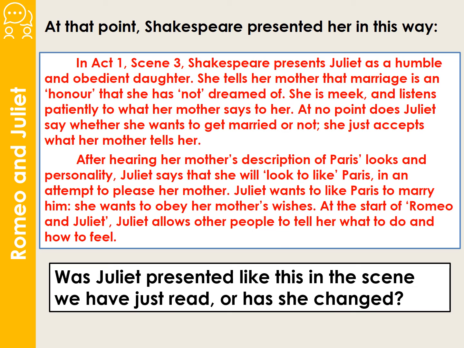And here's that bit that's been flashing the whole time. Was Juliet presented like this in the scene we have just read, or has she changed? So at first, she is an obedient girl. She wants to please her mother and her family, and she knows that Paris is good looking. She doesn't know him at all. Arguably knows him at this point even less than Romeo.